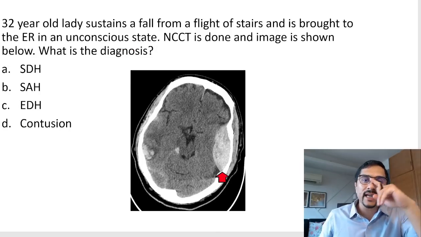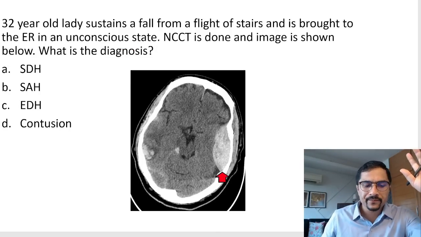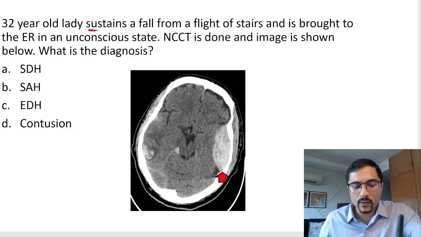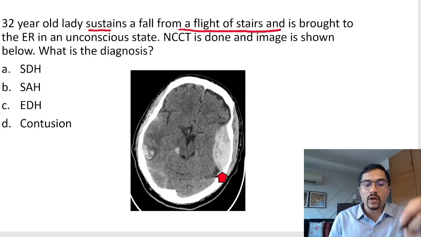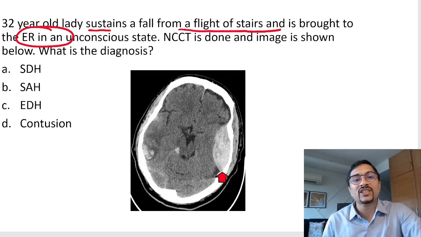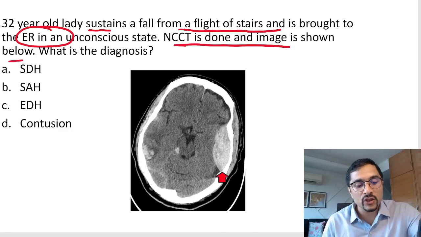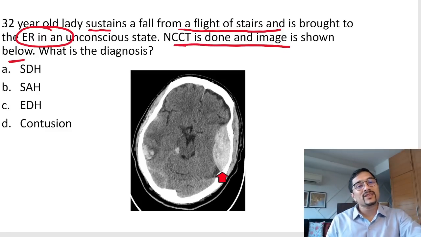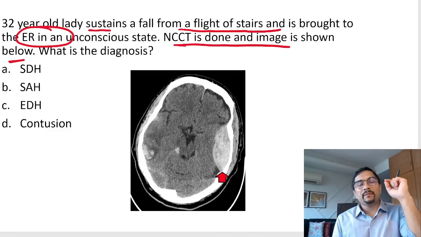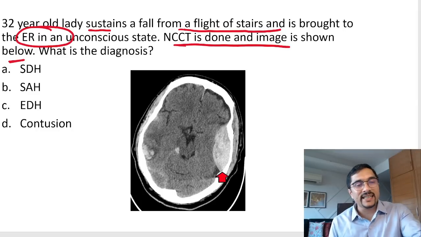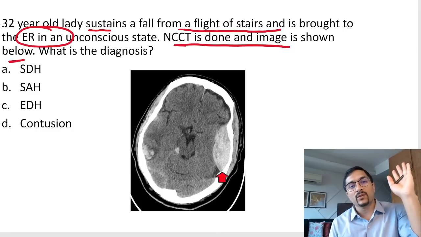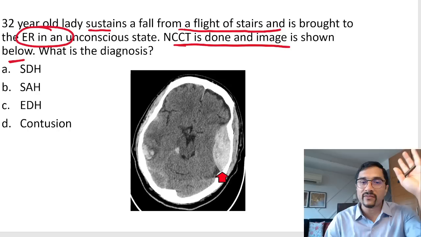Now, this is another scenario which is frequently asked in the exam. A 32-year-old lady sustains a fall from a flight of stairs and is brought to the ER in an unconscious state. NCCT is done and the image is shown below. What is the diagnosis? Okay. So, typical scenario, they will either ask EDH or SDH or diffuse axonal injury. These three scenarios they definitely ask.